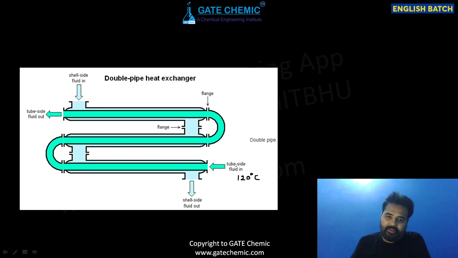Now, here I am giving 120 degrees Celsius fluid from this side. Definitely it is in contact with some cold fluid. This I am assuming hot, and this side I am assuming some cold fluid, which is suppose available at 20 degrees Celsius. Now what is going to happen here?